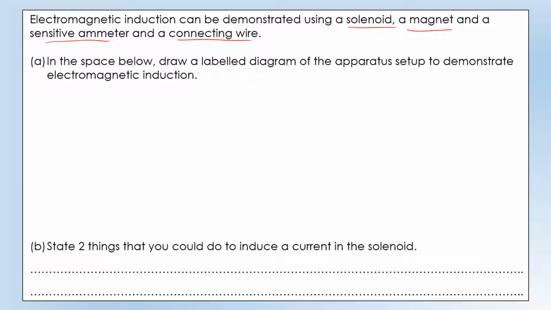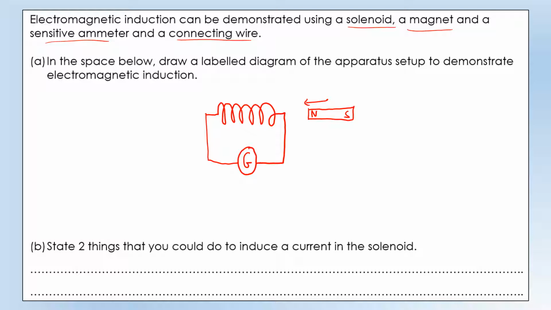So let's do that. We're going to have a coil, and that's going to need to be connected to the galvanometer, which is another word for sensitive ammeter. And then we're going to have a bar magnet which we can either move into the coil or move out, or we could move the coil. Either way will work. So state two things you could do to induce a current in the solenoid.